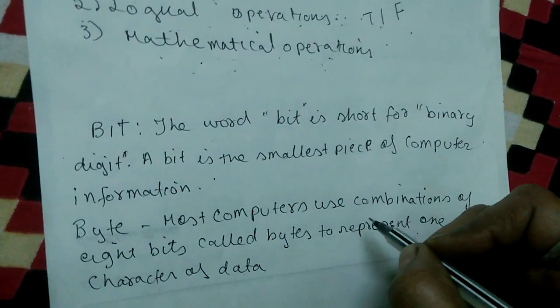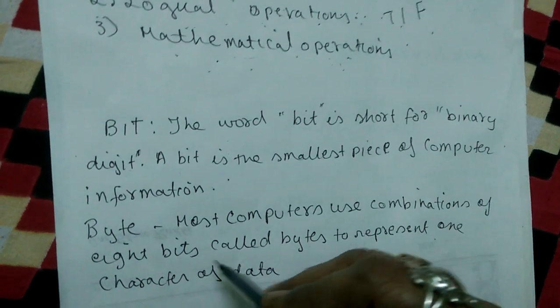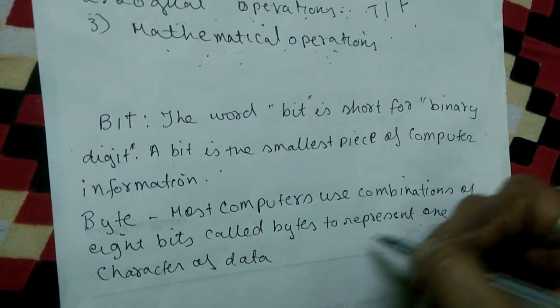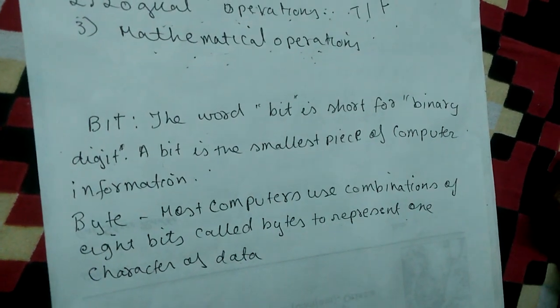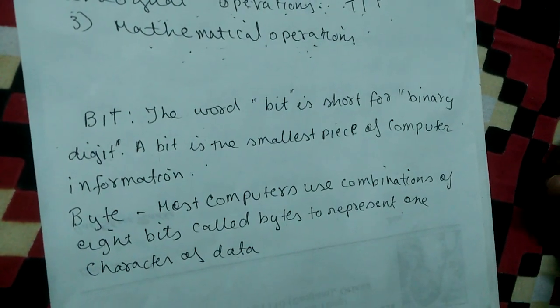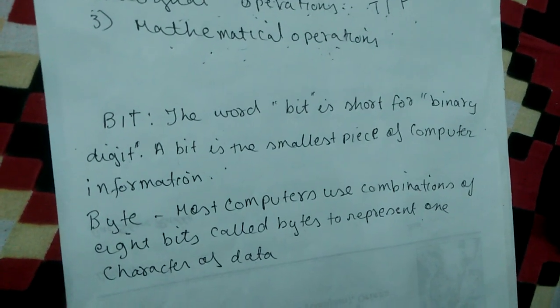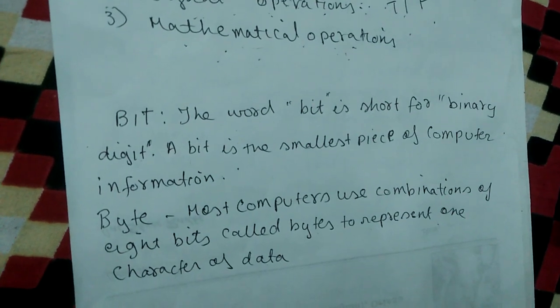Most computers use combination of 8 bits called bytes to represent one character of a data. One character of a data, for example, A, B, C, any character what we are typing, that consisting of 8 bits. One character consisting of 8 bits.